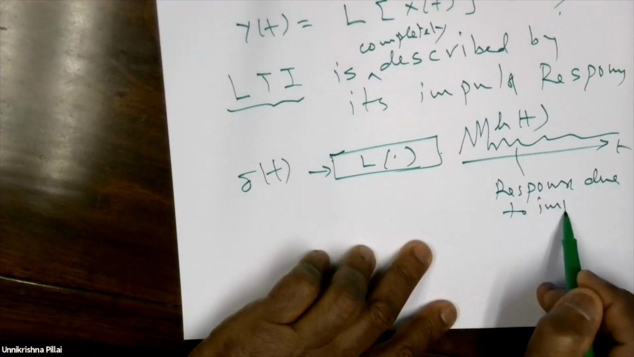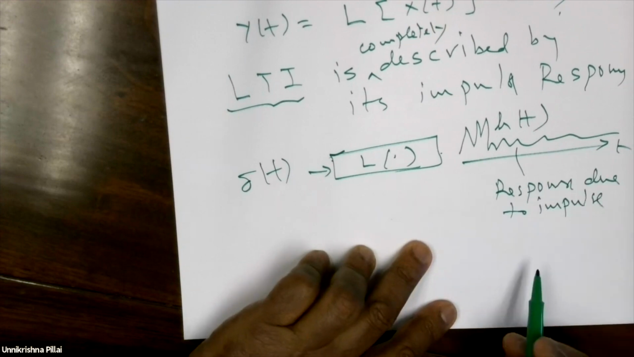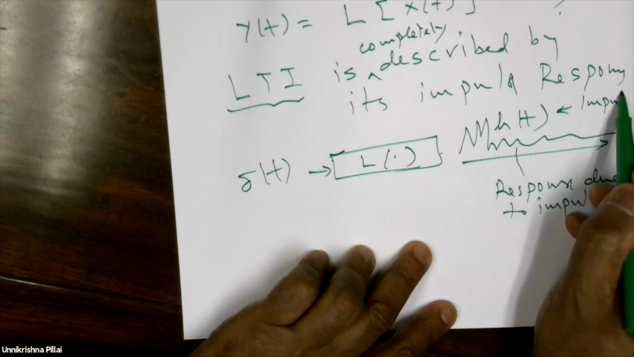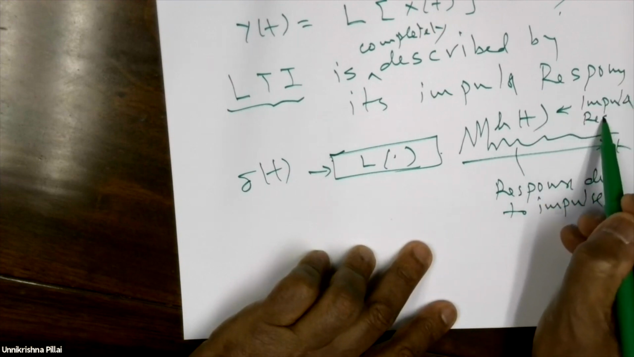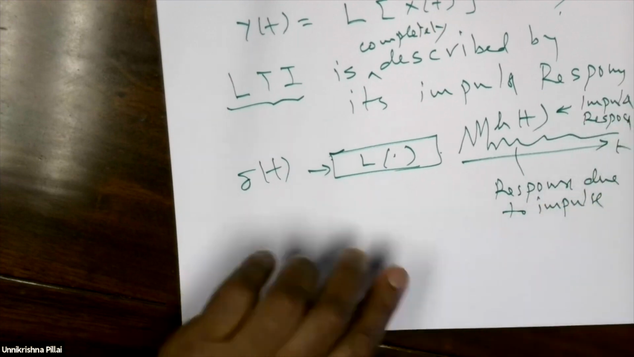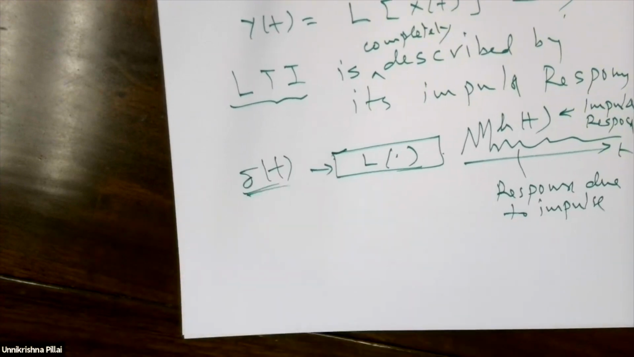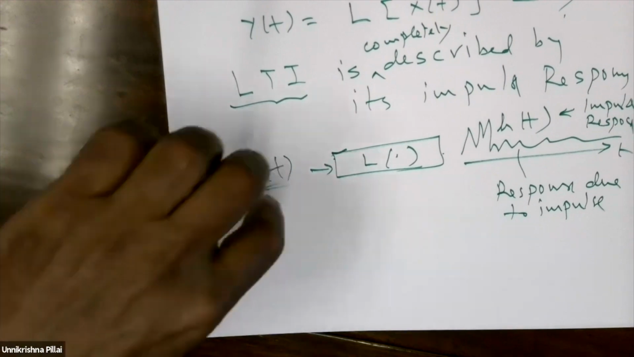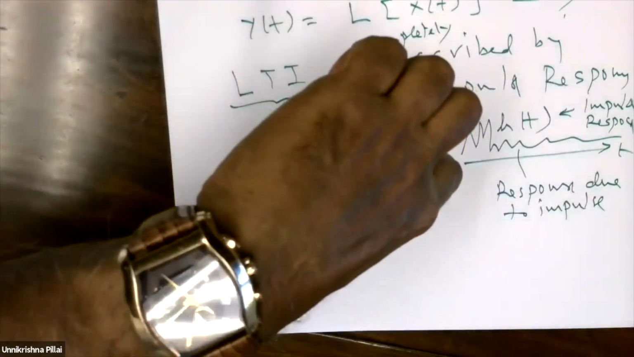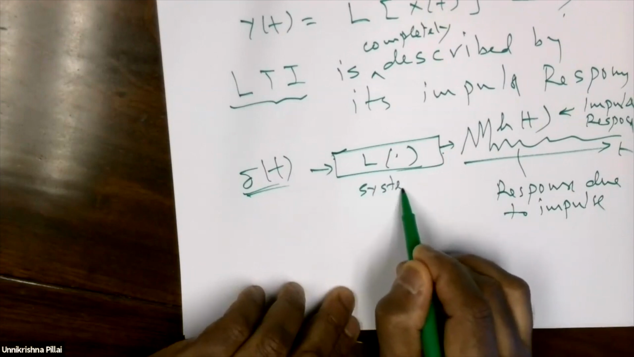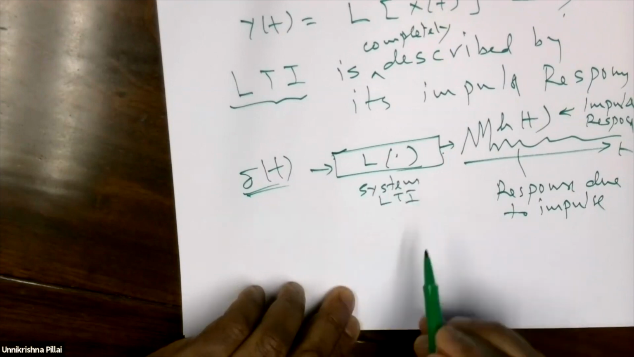This is the response due to the impulse at the input. So I'm going to call this the impulse response. Look at the system. Look at the input. It's a unique input, the delta function. So the impulse response is completely characterized by the properties of the system. This is the system. It's an LTI system.